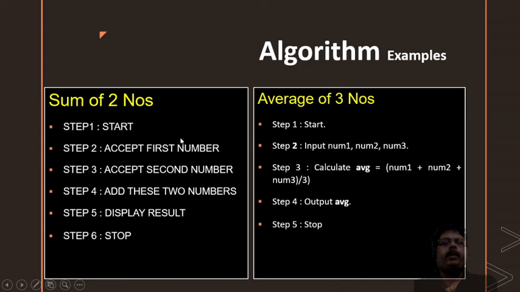Now let us try to understand the average of three numbers. How do you write this algorithm? The first step is to start. Next, input three numbers, number 1, number 2, number 3. Then calculate the average. Average equals number 1 plus number 2 plus number 3 divided by 3. So you will get the average. Now output that average. This will find the average of three numbers. This is an algorithm for the average of three numbers. This is not a program. This is defining the logic before writing the program.